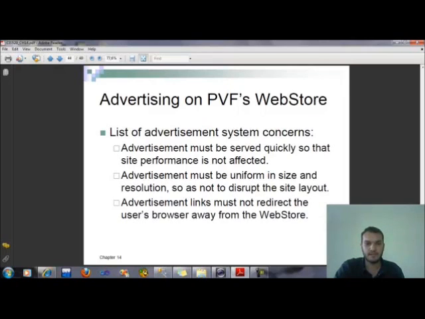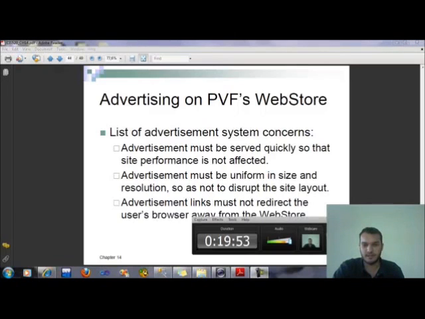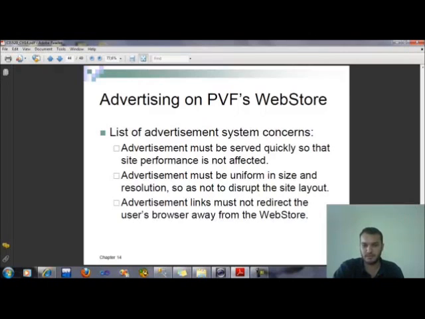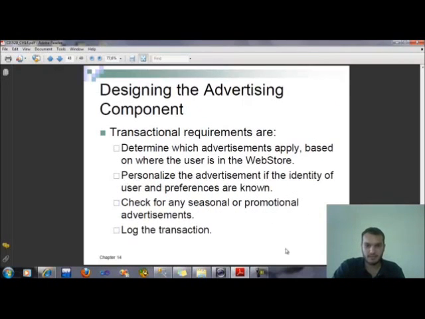And advertising on PVF's web store, a list of advertisements system concerns. Advertisements must be served quickly so that the site performance is not affected. Advertisements must be uniform in size and resolution so as not to disrupt the site layout. Advertisement links must not redirect the user's web browser away from the web store.